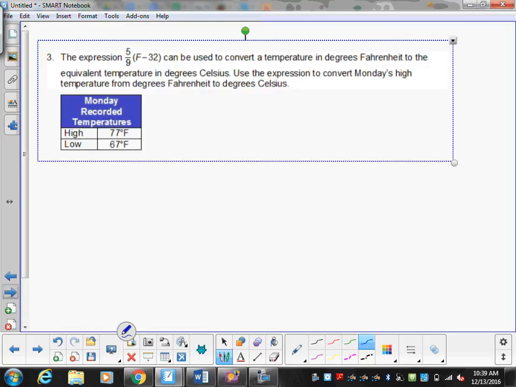Okay, number 3. They give you an expression that can be used to convert a temperature in degrees Fahrenheit to the equivalent temperature in degrees Celsius. Use this expression to convert Monday's high temperature from degrees Fahrenheit to degrees Celsius. So we're going to use the 77 degrees, and that's Fahrenheit, so we're just going to replace the F in our expression with the 77.